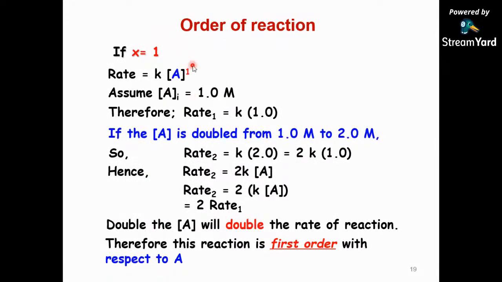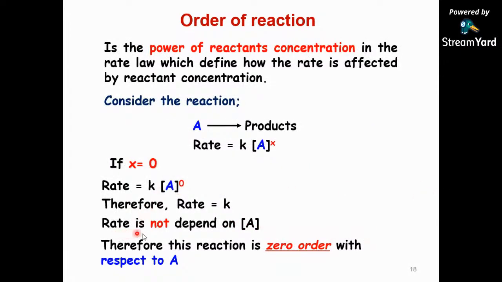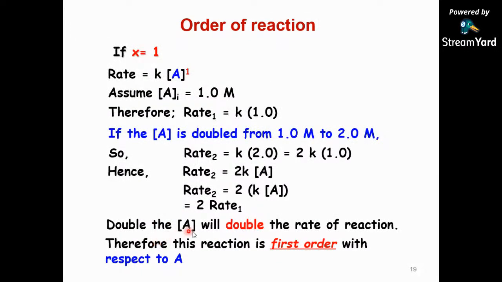For first order, here we choose the power of one. Therefore, if you substitute concentration one, you get rate equal to K. If the concentration A is doubled, 1 becomes 2, what happened? The rate is 2 times. So for first order, doubling the concentration of the reactant will double the rate of reaction. Just now, rate does not depend on concentration for zero order, and for first order, doubling concentration A will double the rate of reaction.